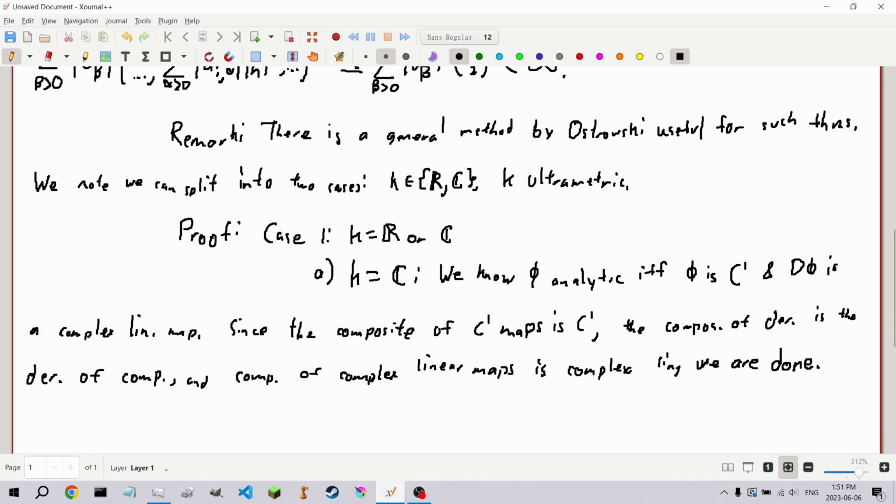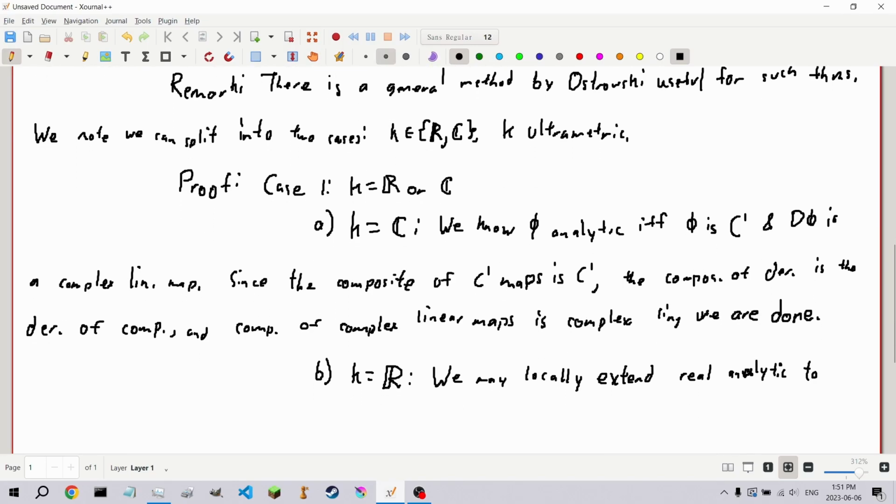And likewise for B, k being real. And once we have the complex case, the real one is pretty trivial. Which is, we may locally extend real analytic functions to complex analytic just by the local power series. And with that, we are done. We have the theorem.